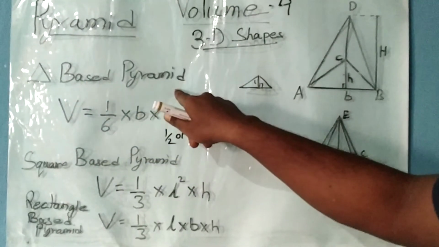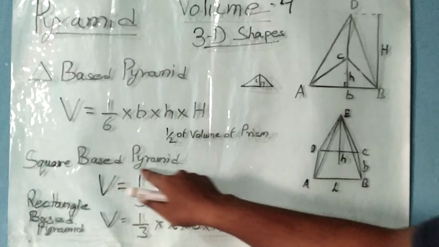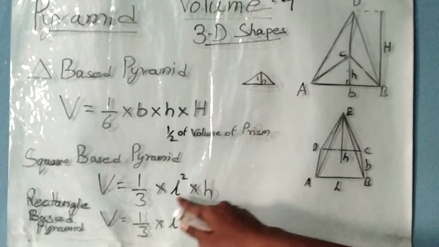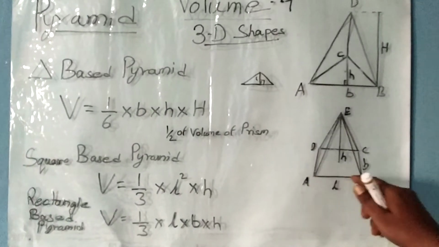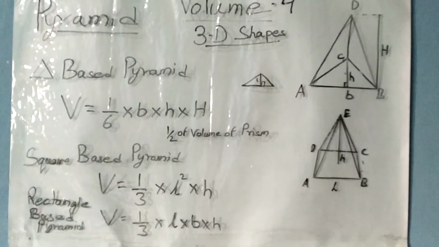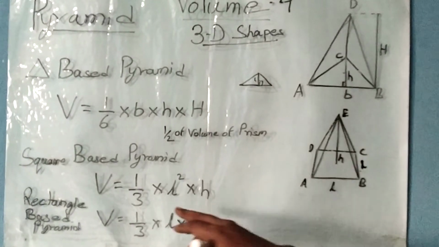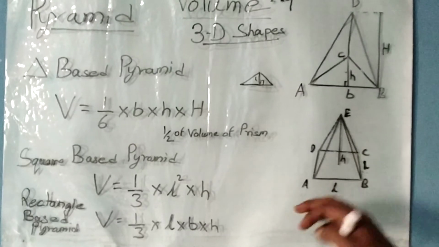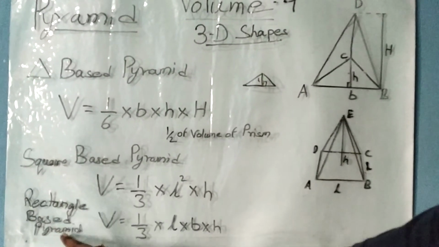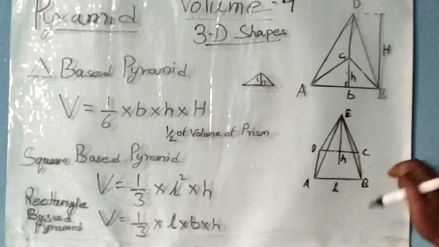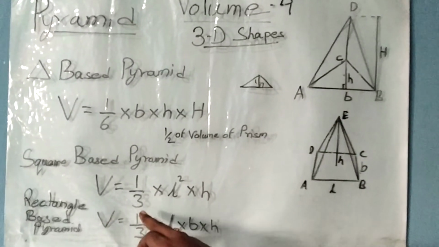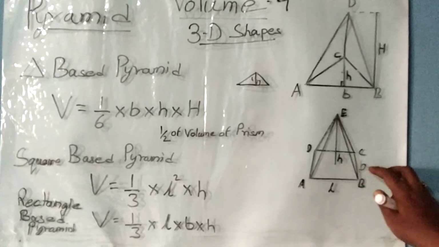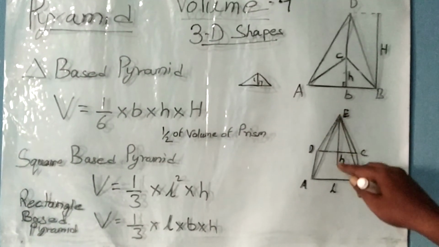triangle based pyramid. In case of a square based pyramid, the formula will be 1 by 3 into L square. This is L, the length, and this will also be L for the square, into H. H is the height of the pyramid. For a rectangle based pyramid, the formula will be 1 by 3 into L, this L, into breadth, this breadth, into the height of the pyramid.